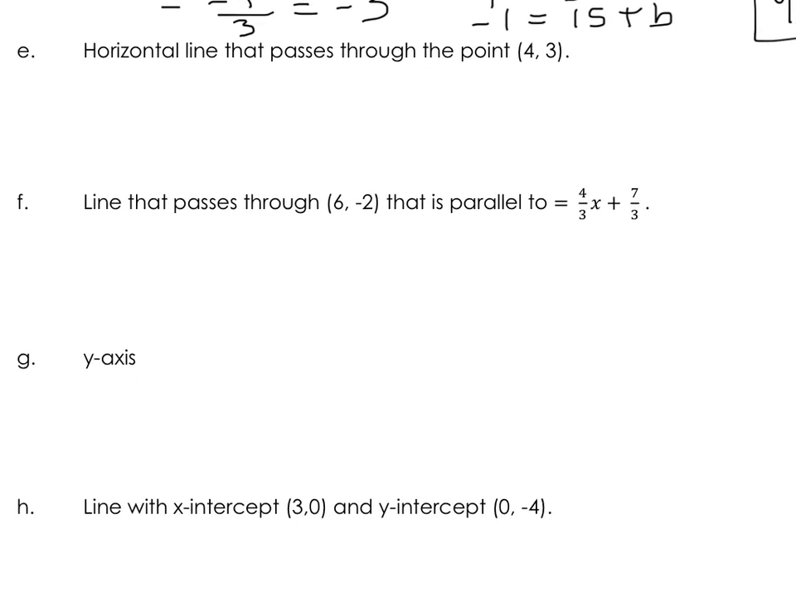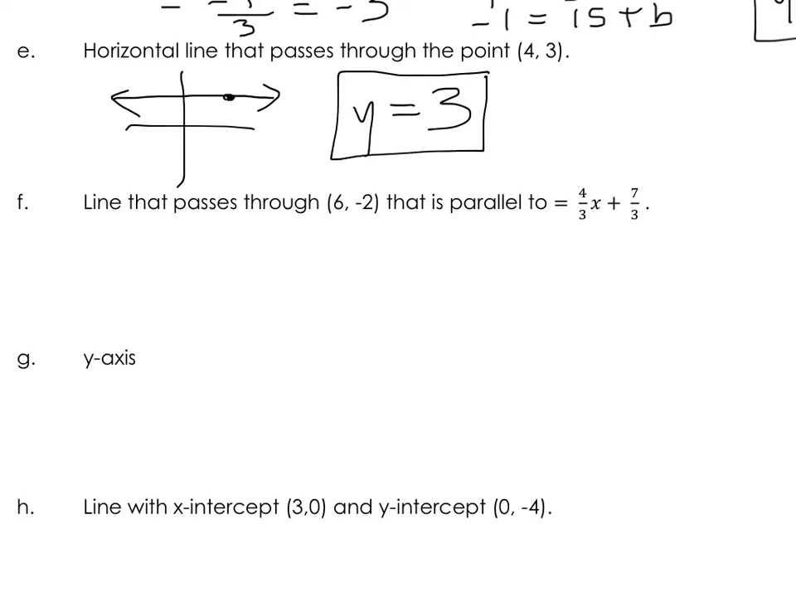Let's find a horizontal line that passes through the point (4, 3). So if you go right 4 and up 3, you end up about right here. We want a horizontal line. Horizontal lines cross the y-axis. y equals, what's y? It's 3.